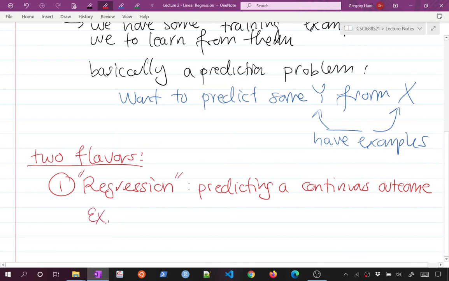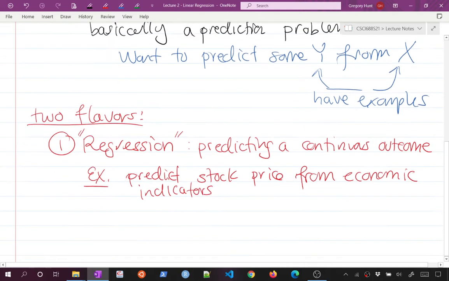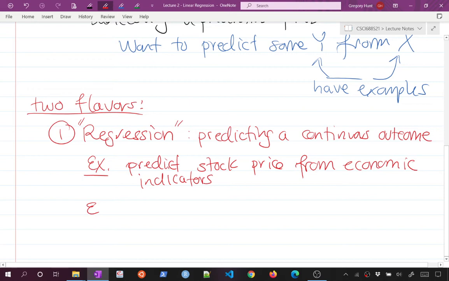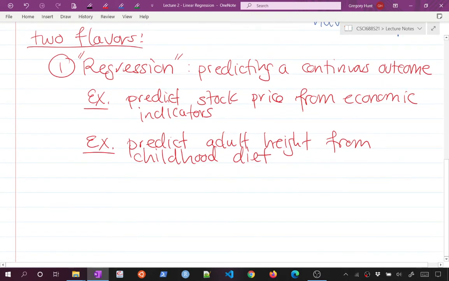So examples of a supervised regression problem would be we want to predict stock price from economic indicators. Maybe not so good for predicting the price of GameStop. Another example of a supervised regression problem: maybe we want to predict adult height from childhood diet. If you have a good diet, we would expect you to be taller, generally speaking.